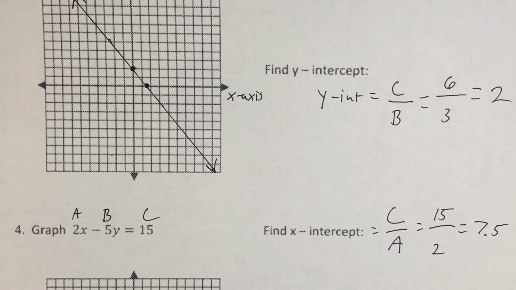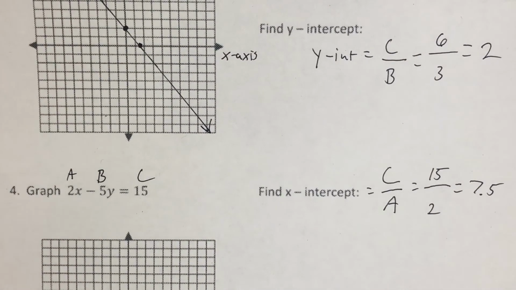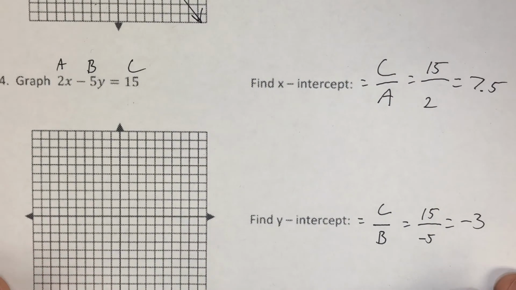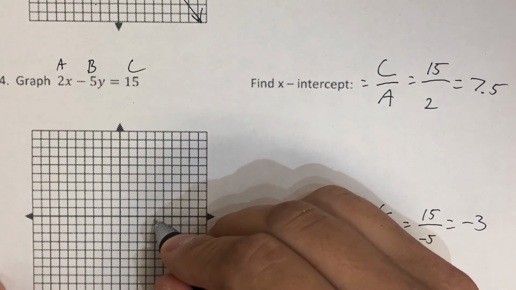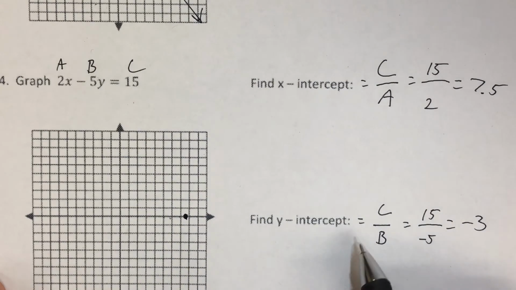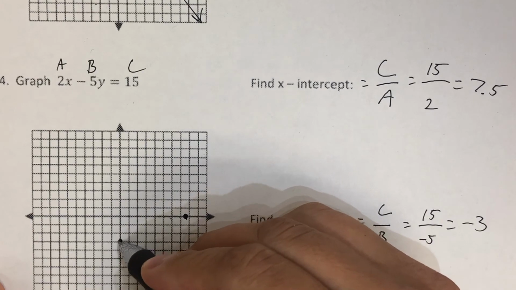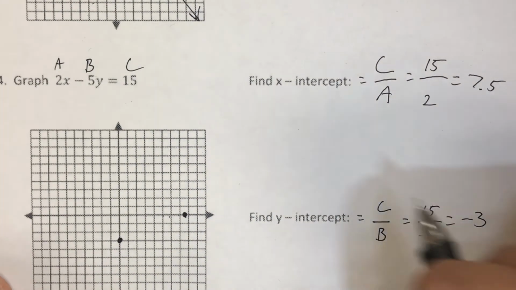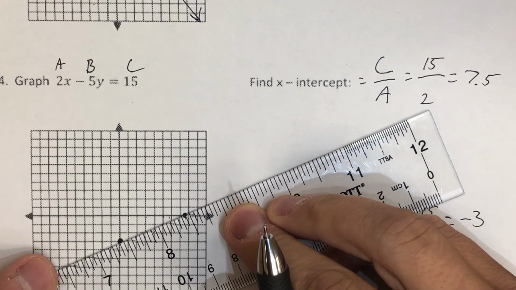So now I can plot my 2 points, the x-intercept and the y-intercept. Get this graph a little bit closer here. There we go. So x-intercept, right, 7.5. 1, 2, 3, 4, 5, 6, 7.5. Got it. Y-intercept is negative 3, so down 3 from the origin. 1, 2, 3. 2 separate points. Take out my straight edge and connect, and we will have graphed our second line.